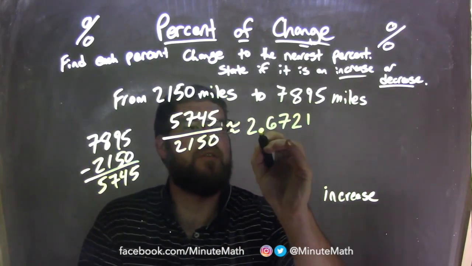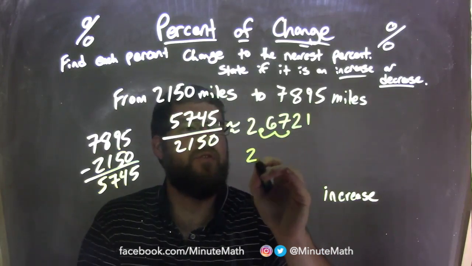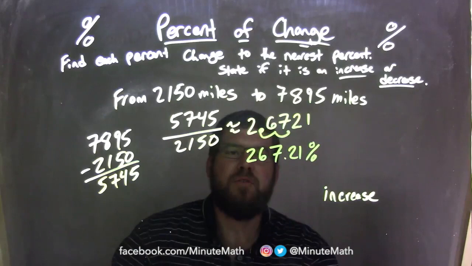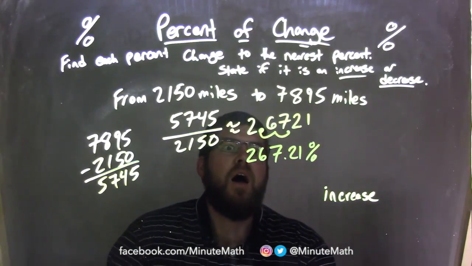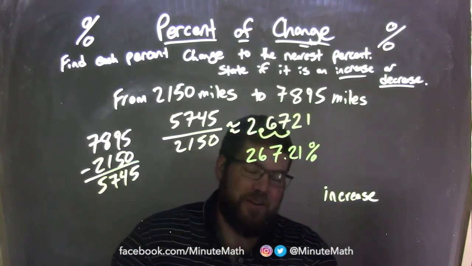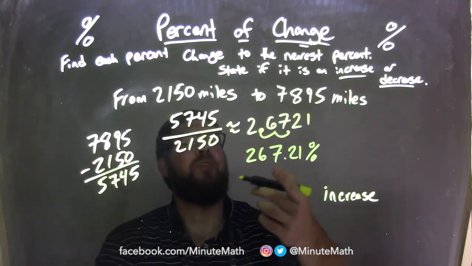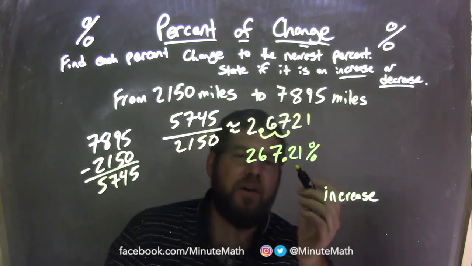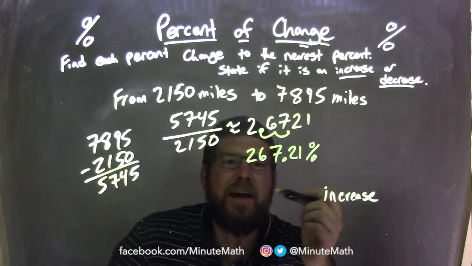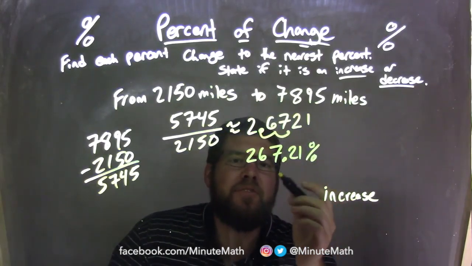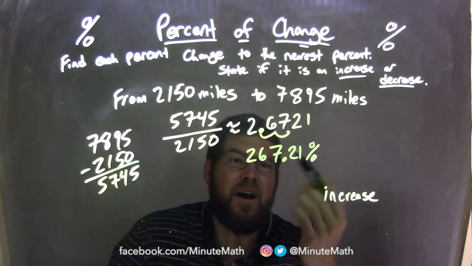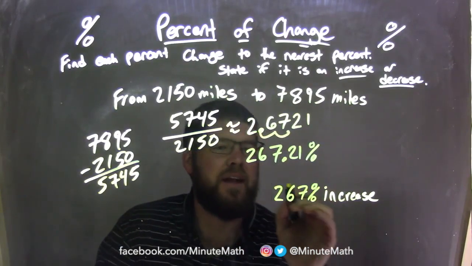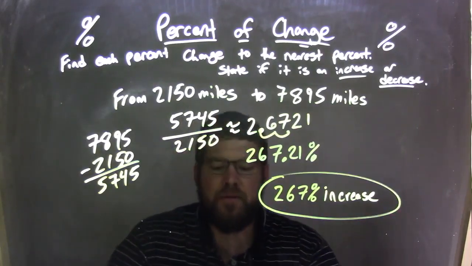Move the decimal 2 units to the right, 1, 2, and we're left with 267.21% here. So 267.21%. I need to lastly round that to the nearest percent. Well, that 0.2 here causes the 7 to round down, right? And so it's in that range of 0 to 4. And so now it's 267%. That's it. And it's a 267% increase.